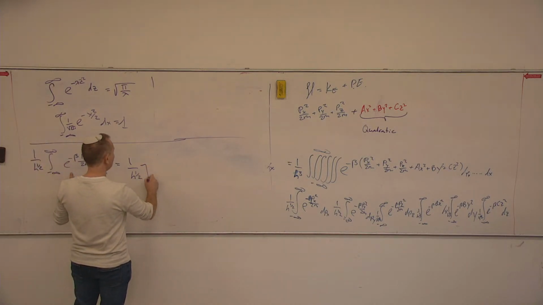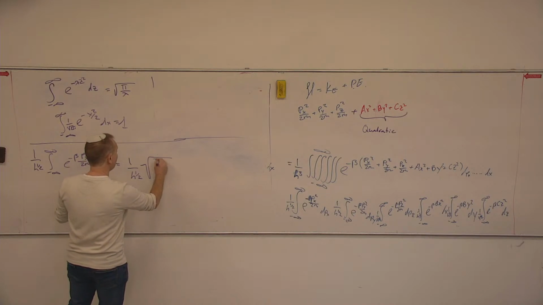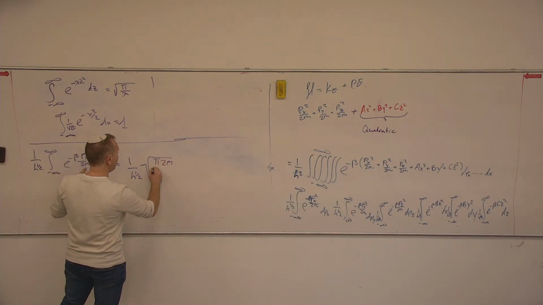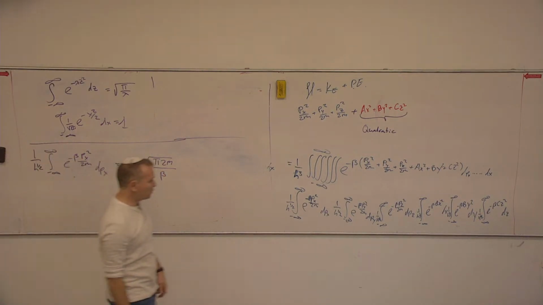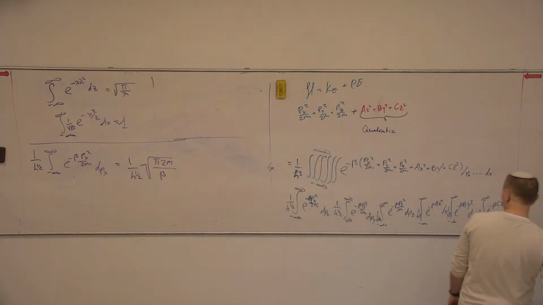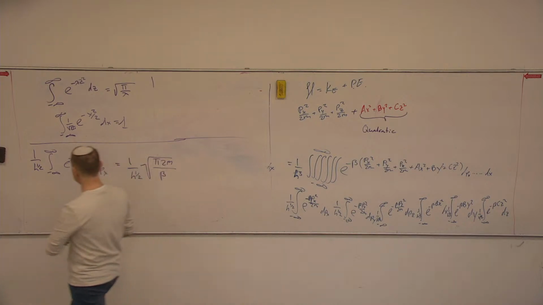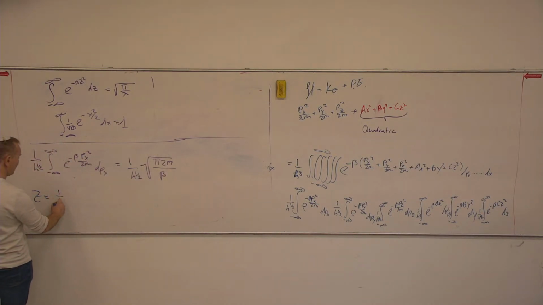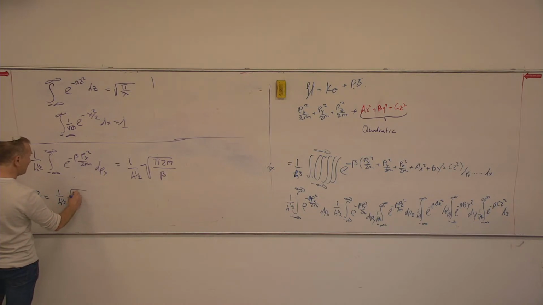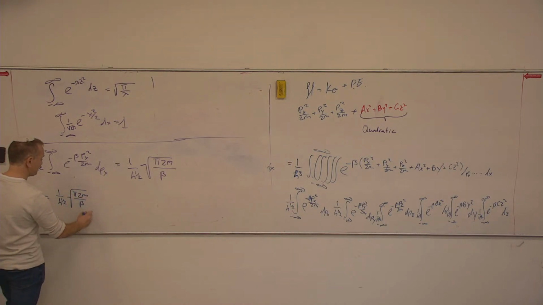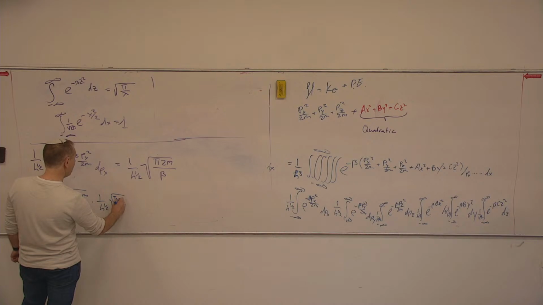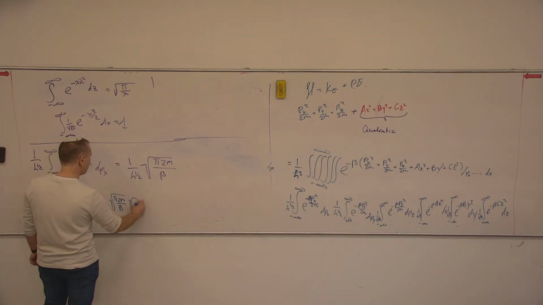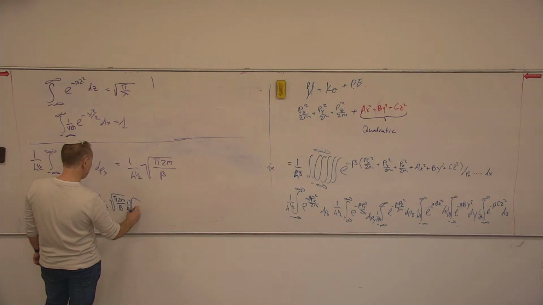This integral contributes a square root of pi multiplied by 2m divided by beta. Okay, so we're now using this formula for the integrals that we have over here. So Z equals 1 over h to the half, square root of pi 2m over beta, multiplied by 1 over h to the half, square root of pi 2m over beta, 1 over h to the half, square root of pi 2m over beta.